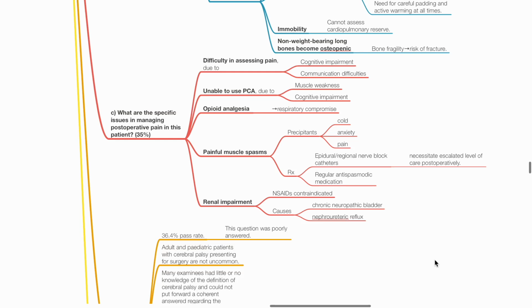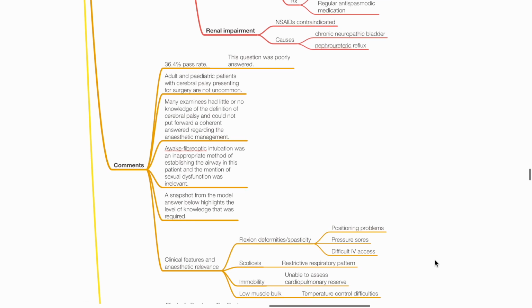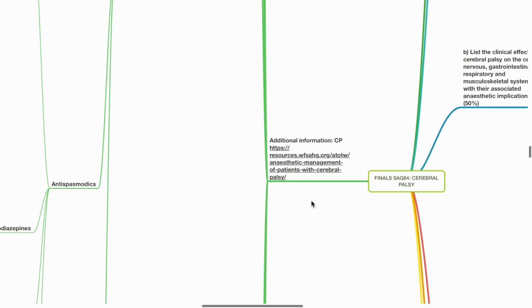Continue regular antispasmodic medications. Renal impairment may be due to chronic neuropathic bladder or nephroureteric reflux. Avoid nephrotoxic drugs such as NSAIDs. Overall, 36.4% pass rate. Additional information on cerebral palsy with main reference ATOTW.